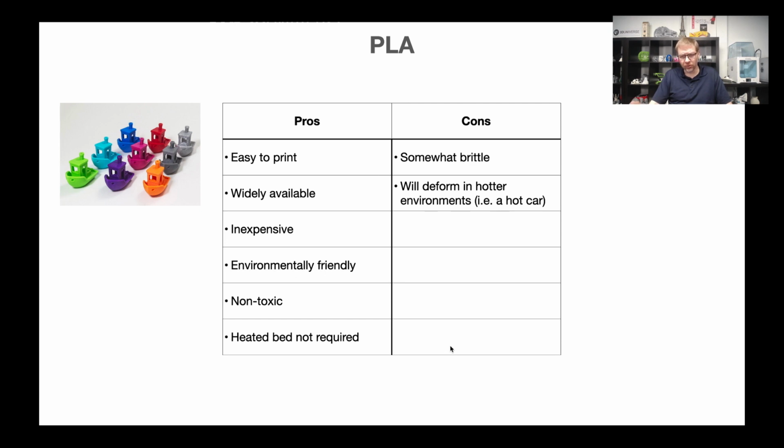The cons, the reasons that it's not an ideal material in some cases, is that it can be a little bit brittle. I mean, it's a pretty strong material. It's solid, but it's brittle. It doesn't really have any give to it. And it also doesn't have a really good temperature resistance. So if you make a part in PLA and you leave it in the back of your car on a hot summer day, you come back to that car, that part will be in a different shape.